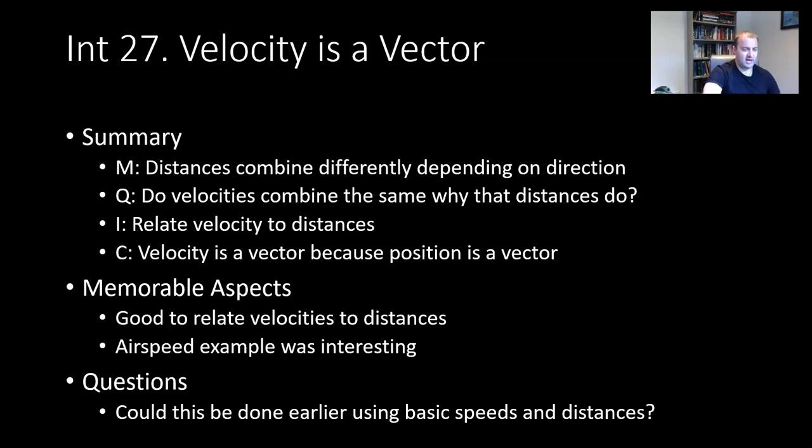So the main question I had is, could this velocity as a vector be done earlier using just basic speeds and distances? So thinking about it this way, if you're going at 30 degrees north of east at 5 miles an hour, can you split that into, that's the same thing as going east at the eastward component, and north at the northward component for the same amount of time. So that was a question. I feel like you don't need to wait until after you've done the kinematics equations to prove velocity is a vector. You can do that before.